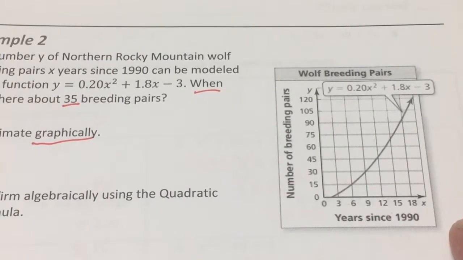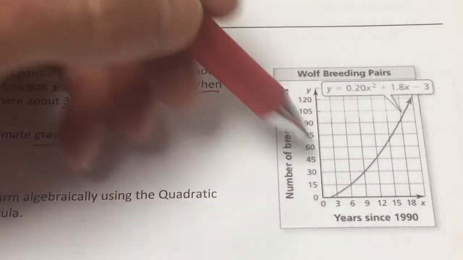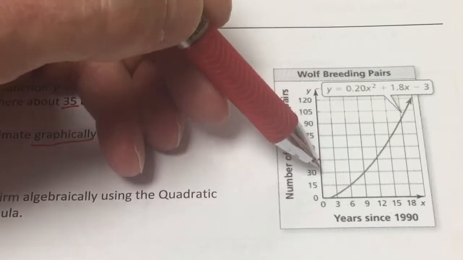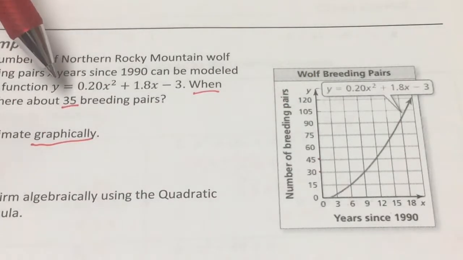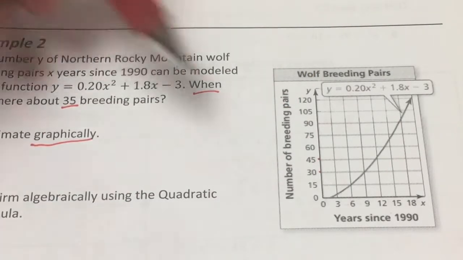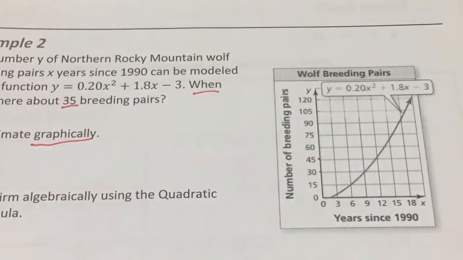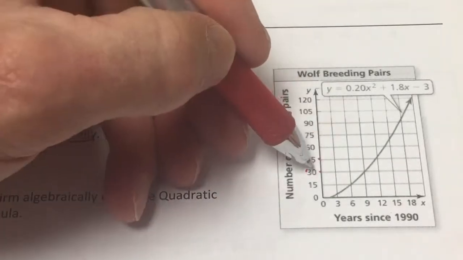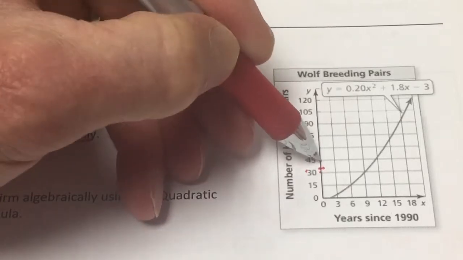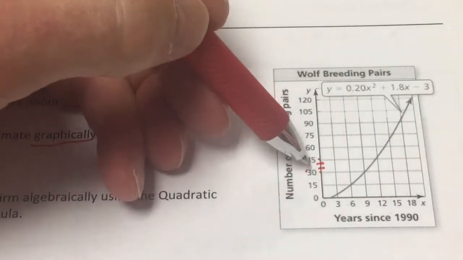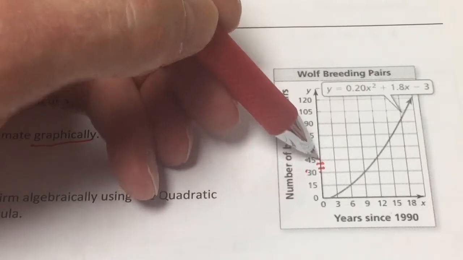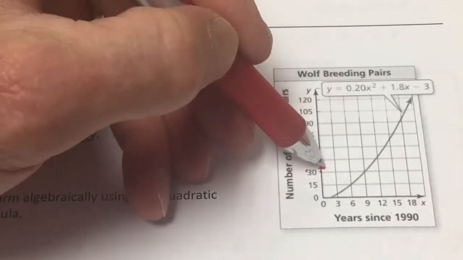On this graph, the breeding pairs are on the vertical axis, and I see 45 and I see 30, and I have to find some way of estimating 35 on this. I'm thinking that between 30 and 45 is 15, and 15 could be divided up into 3 equal parts. So if those 2 marks I just made are evenly spaced, this one could be 35 and that one could be 40 and then 45.